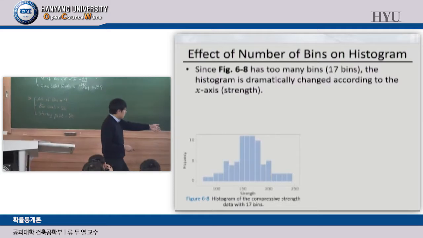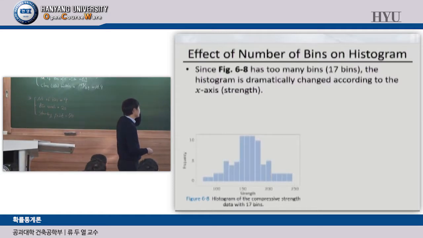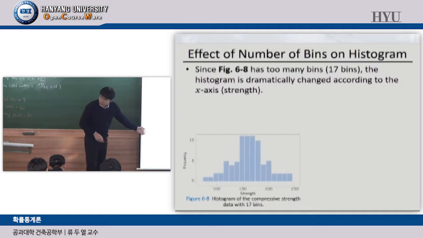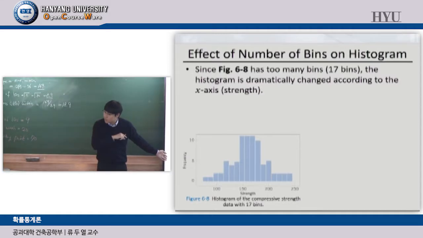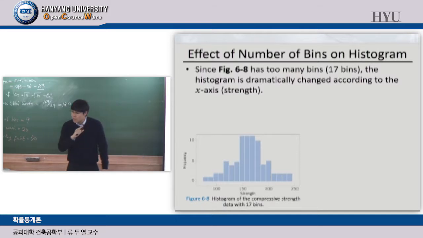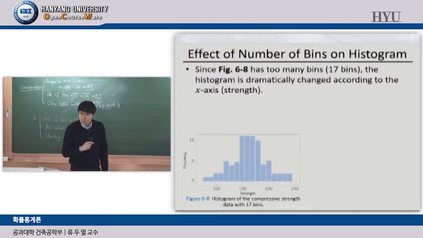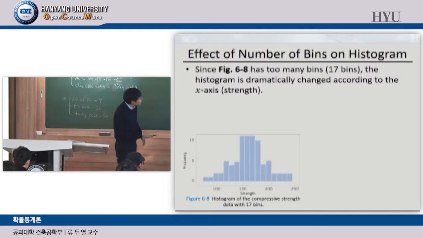Since the following figure, figure 6-8, has too many bins, the number of bins is equal to 17. The histogram is dramatically changed according to the x-axis, that is the strength. This histogram is based on identical data points with the previous case, but the only difference is that the number of bins is different. In the previous case, we had 9 bins, and in this case, we have 17 bins.